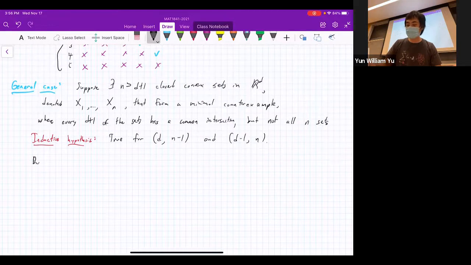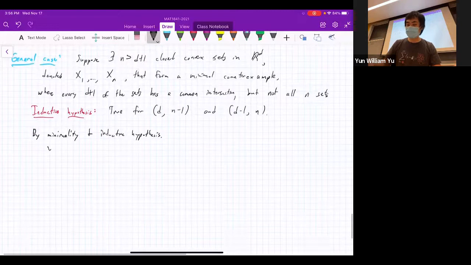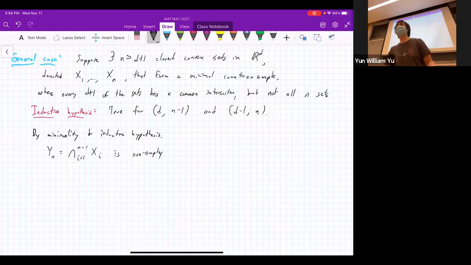So we'll note, by minimality and the inductive hypothesis, if we let Yn be equal to the intersection for i equals 1 to n minus 1 of Xi, this is non-empty. Because we are assuming that this is the smallest possible example for n. And so if you take away any one of your sets, then that's a set of size n minus 1. And so therefore, all subcollections of size d plus 1 have an intersection. But this is not empty. And we know that this is disjoint from Xn. Why is it disjoint from Xn? Because if it weren't disjoint from Xn, well, then it wouldn't be a counterexample at all.